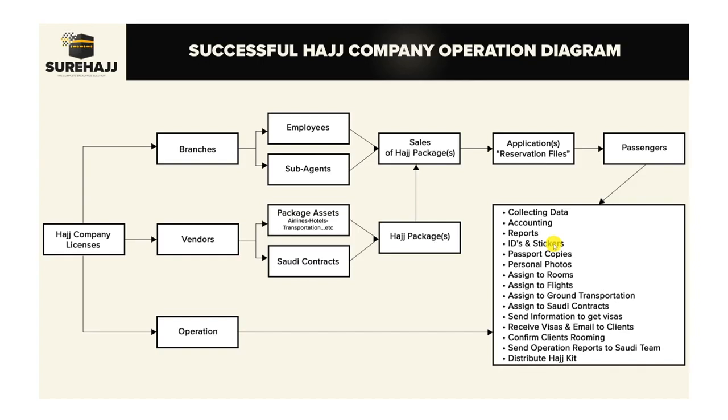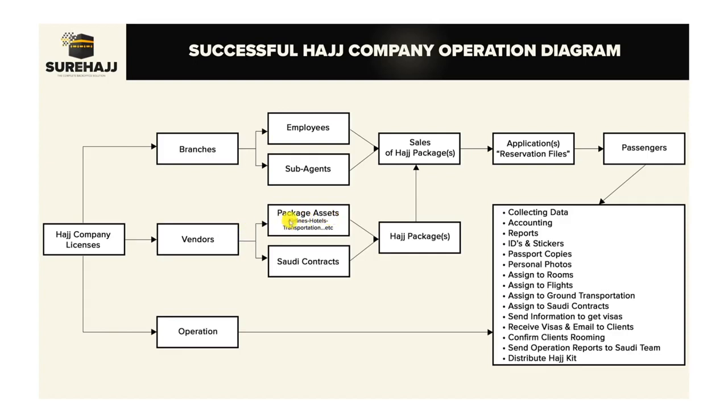To understand the big picture, let us look at this diagram. Right here is the Hajj company or license. In SureHajj, you can have as many licenses as you want under one company. This company has branches. These branches have employees and deal with sub-agents. The Hajj company also deals with vendors and buys package assets from these vendors, such as airline, hotels, transportation.